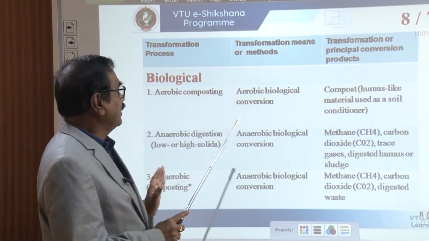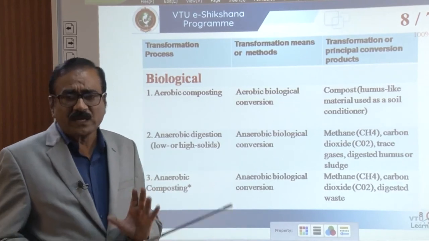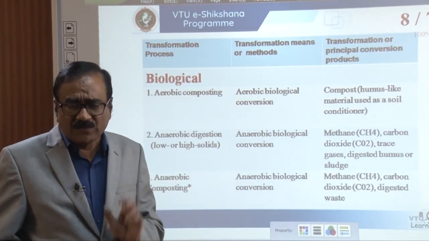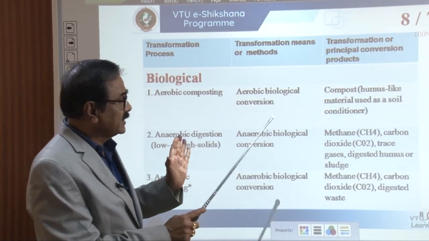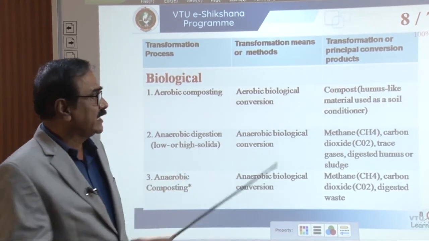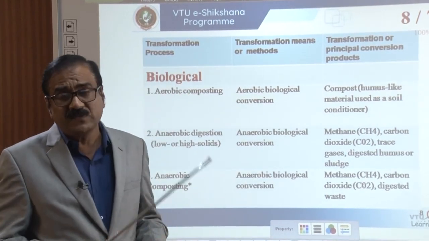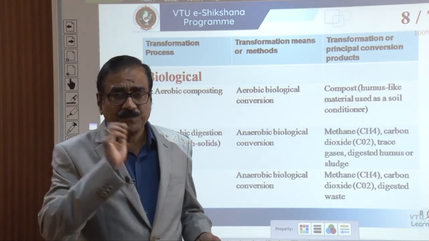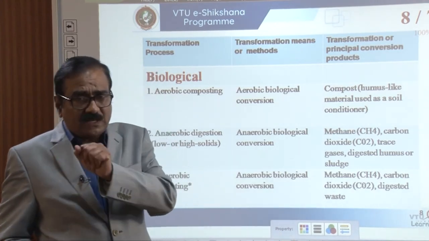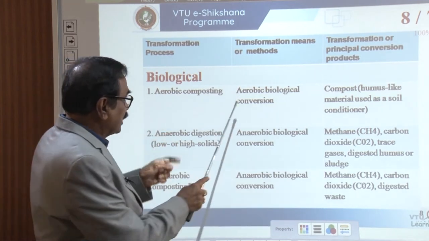And it is simple, it is a kind of aerobic biological conversion where we make use of aerobic bacteria. And finally, after the proper technique for this, we get a compost, a humus-like material, which can be very beneficially used as a soil conditioner, thus helping the farmer for his agriculture purposes. So this is the aerobic process.